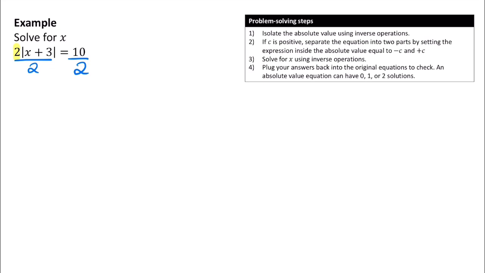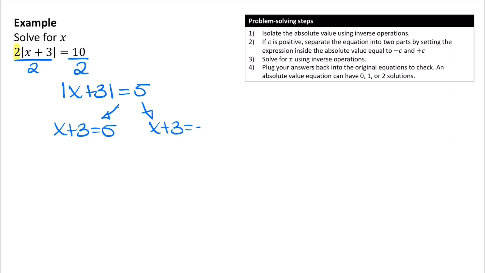So when I divide both sides by 2, I get the absolute value of x plus 3 is equal to 10 divided by 2, which is 5. Since 5 is positive, now I can separate into 2 cases because I have the absolute value isolated. So I have x plus 3 is equal to 5, and x plus 3 is equal to negative 5. So now I'm going to work on solving these equations.